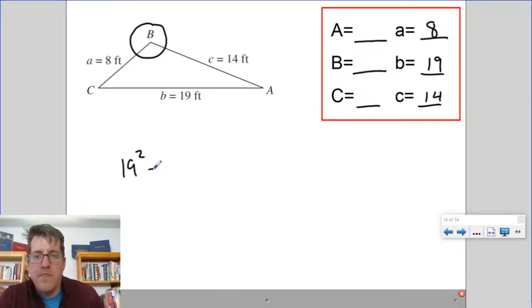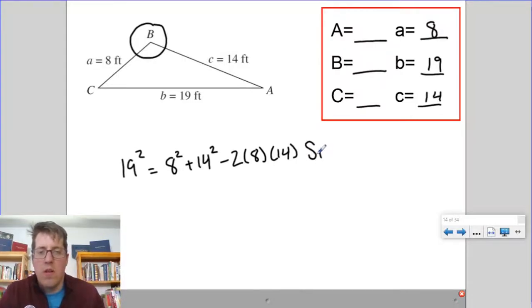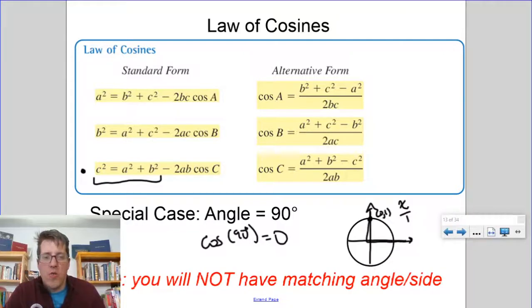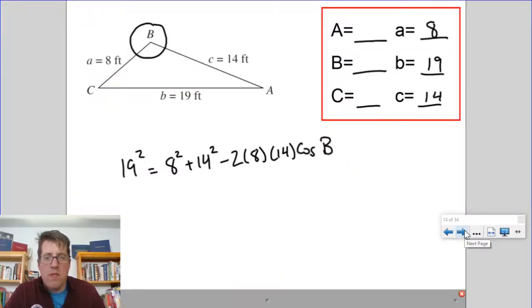19 squared equals 8 squared plus 14 squared minus 2 times 8 times 14 times the cosine of B. Okay, you can set it up that way, or if you wanted to, you could use this alternate cosine formula, but I never really do it that way. I always just end up deriving it anyways.